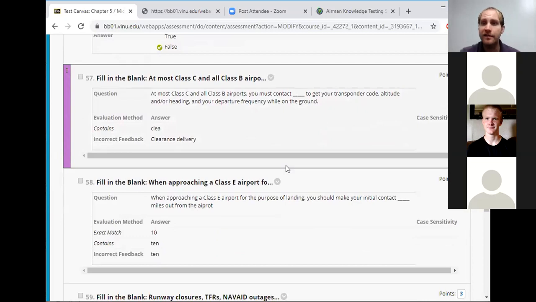Okay, so here's one of the questions that we talked about at the beginning of our session. I had a few complaints about this question. At most Charlie and all Bravo airports, you must contact clearance delivery to get your transponder code, altitude, heading, and departure frequency while you're on the ground. I had a lot of you giving me the answer ATC. If you gave me the answer of ATC, I gave you half credit. It says it's worth 3 points, so I gave you 1.5 points if you put ATC, because clearance delivery is a type of air traffic controller. So you're not incorrect to say ATC.